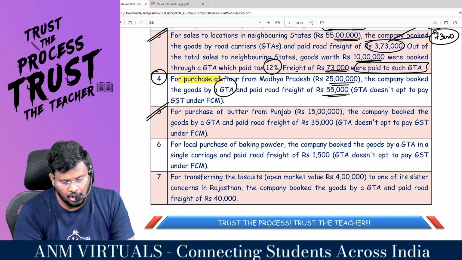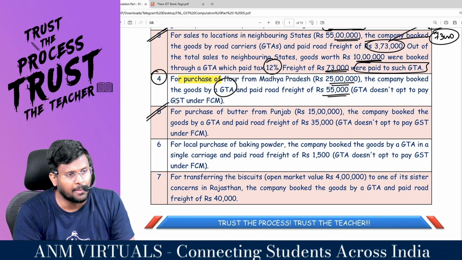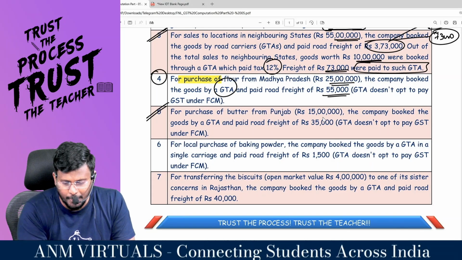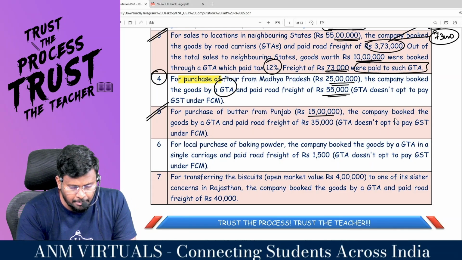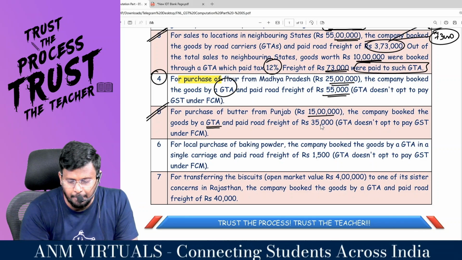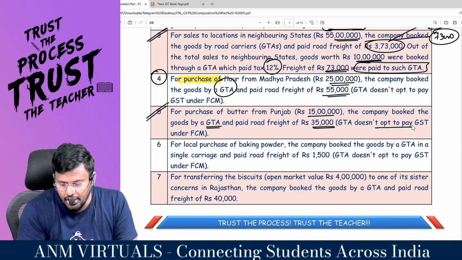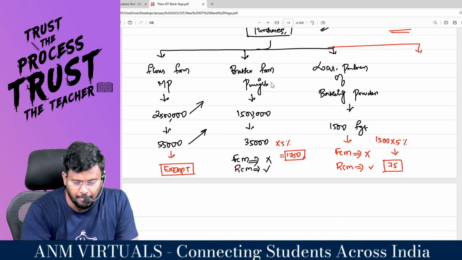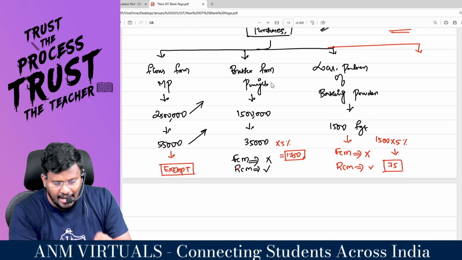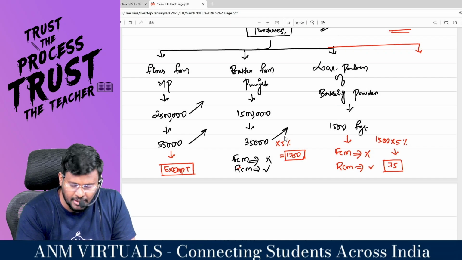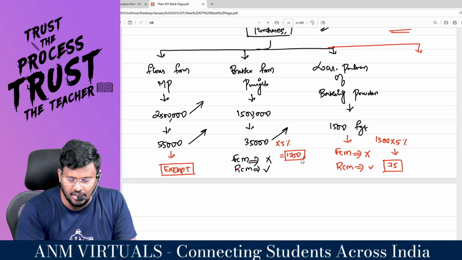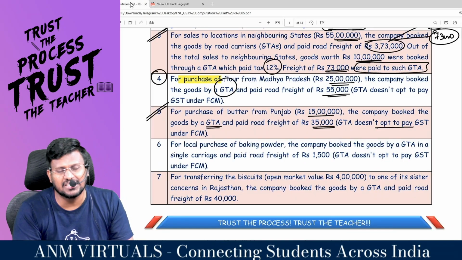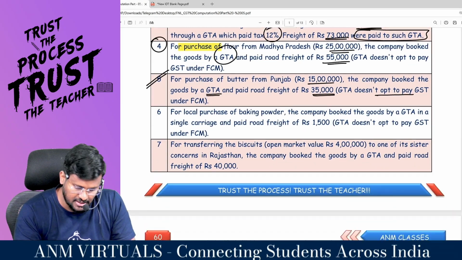Exempt from GST. So, my dear lovable students, for this, no need to pay tax at RCM. Coming to the second purchase. For purchase of butter from Punjab, butter is not exempted. Butter is a taxable item. Rupees how many lakh? 15 lakh. The company booked the goods by GTA and paid road freight of 35,000. GTA does not opt to pay GST under what CM? So for butter from Punjab, for this 15 lakh, we have paid 35,000 rupees freight. Into 5%, FCM will not be applicable. We have to pay from our pocket under RCM, and that can be taken as ITC.